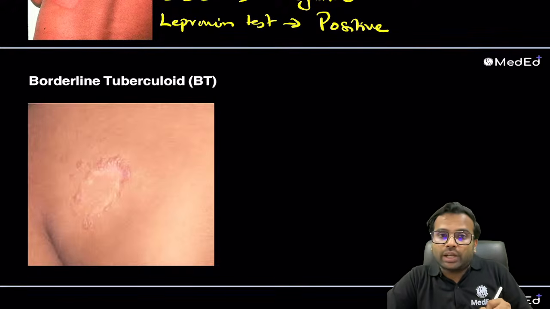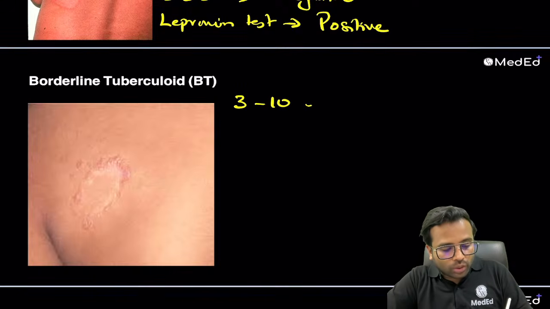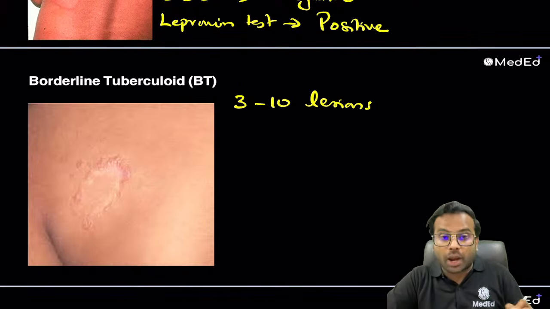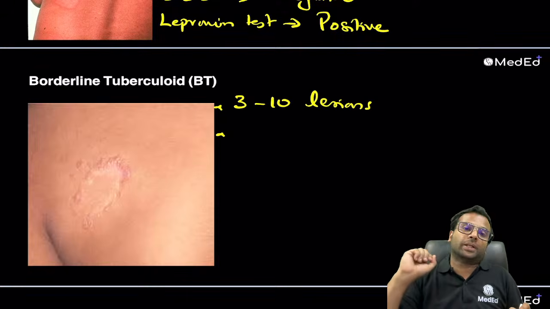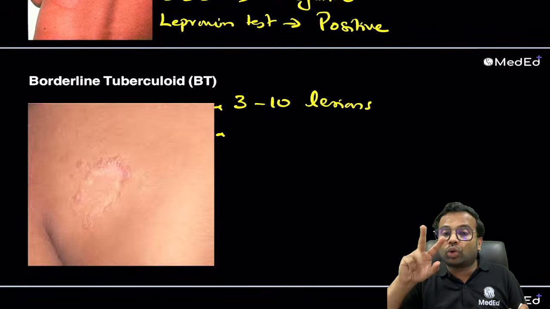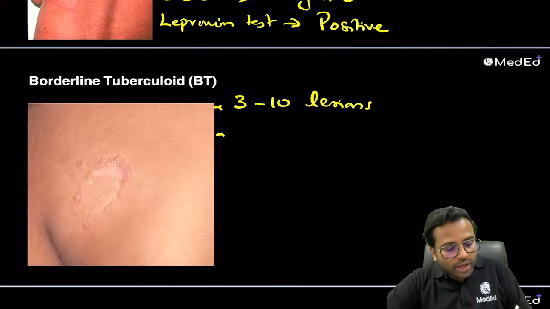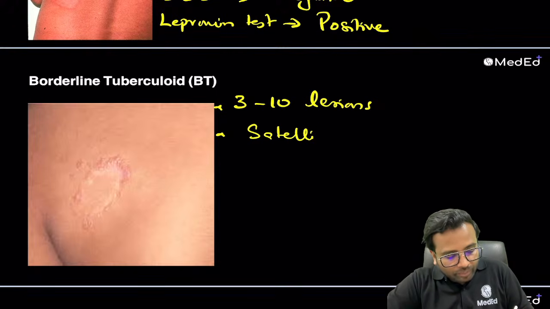The number of lesions will increase. They say the patient will be having around 3 to 10 lesions. Now, the number of lesions is increasing. The second and the most important point here is you can see two types of lesion here. One is satellite lesions.